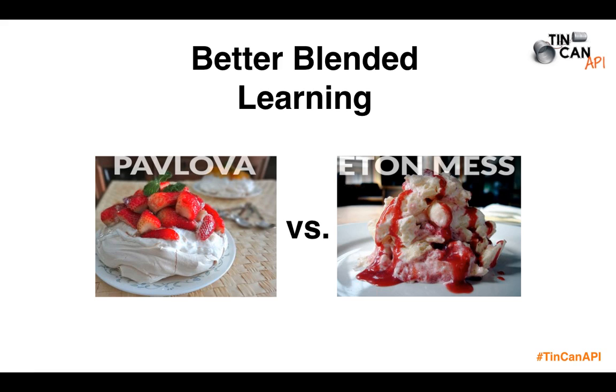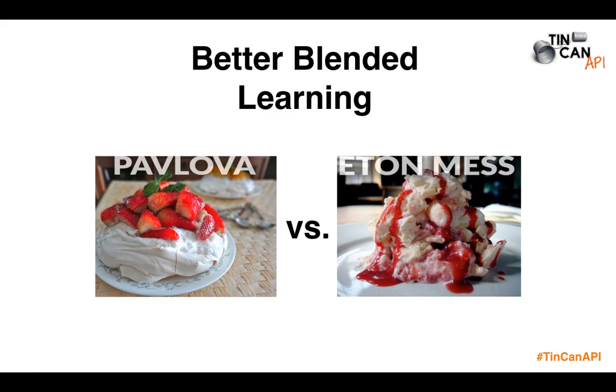Our next application, better blended learning. You may have seen the blog that I did back in November talking about this very issue. And in that blog, I used the analogy of pavlova and eton mess, two desserts that we have here in the UK. And both desserts have the same ingredients, meringue, cream, and strawberries.